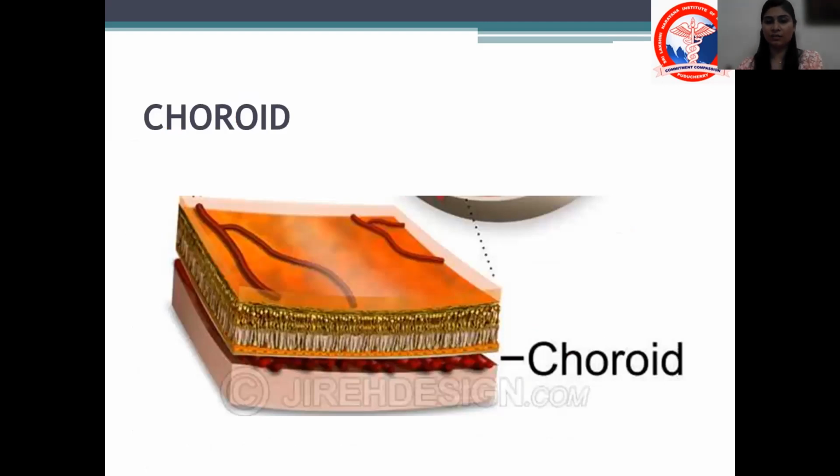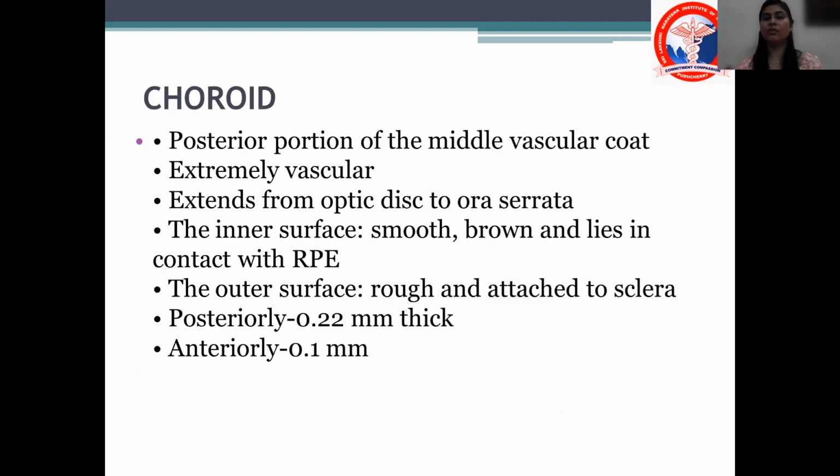Now the choroid. The choroid is the posterior portion of the middle vascular coat, which is extremely vascular and extends from the optic disc to the ora serrata. The inner surface is smooth, brown, and lies in contact with the RPE, retinal pigmentary epithelium, and the outer surface is rough and attached to the sclera.